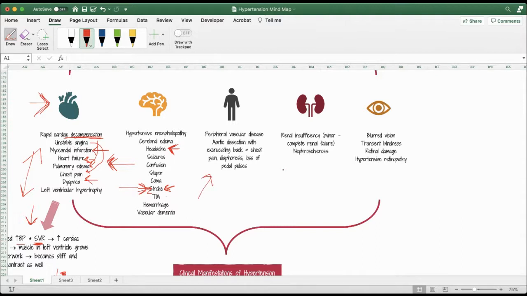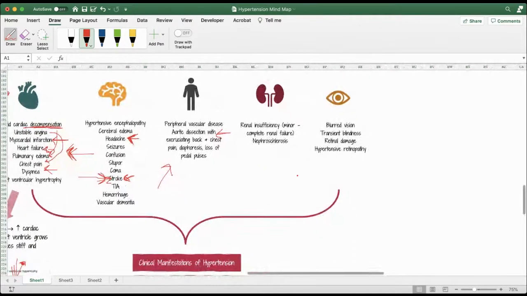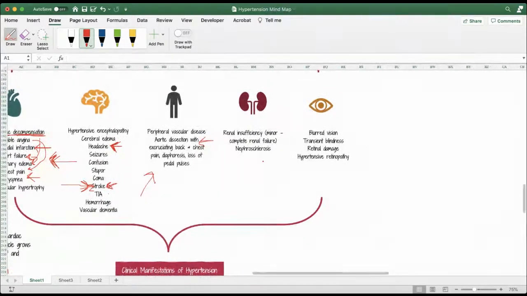Peripheral vascular disease, sure. I wouldn't worry about remembering an aortic dissection. Renal insufficiency. I mean, yes, it's going to affect your kidneys. That's another maybe important one that I would try to remember. And you can understand why, right? You've got all that increase in pressure and all that increase in what's going through the kidneys and being filtered in the kidneys, and it damages the nephrons.